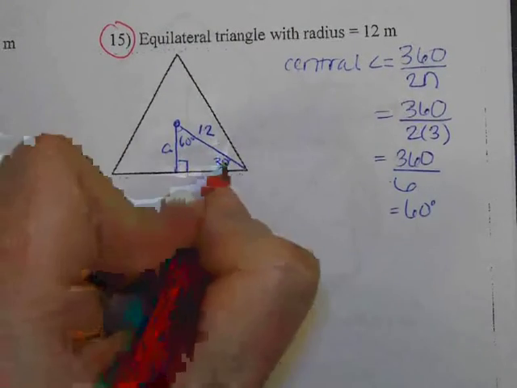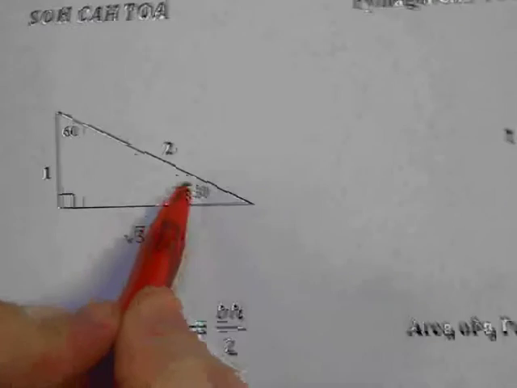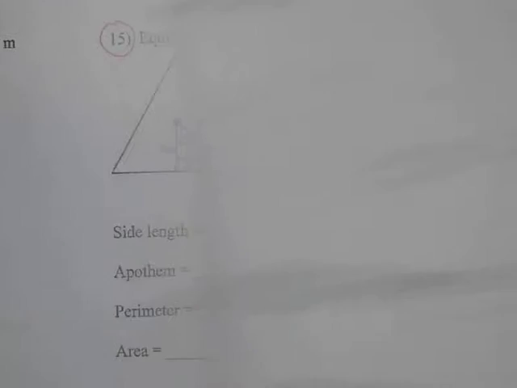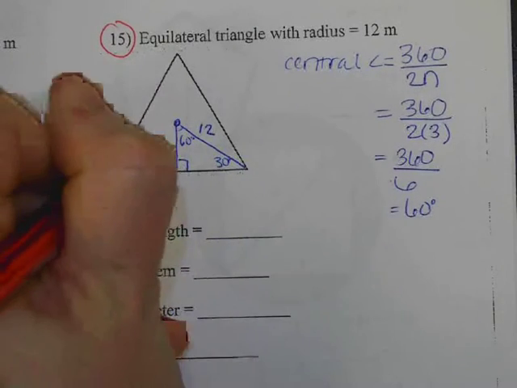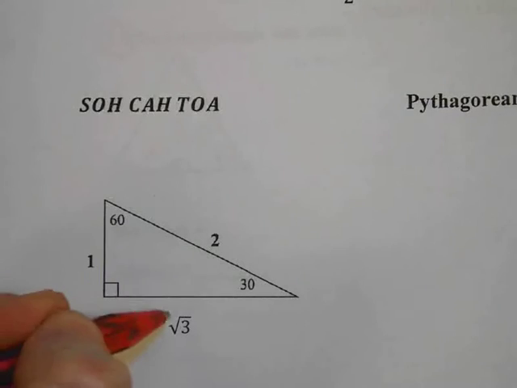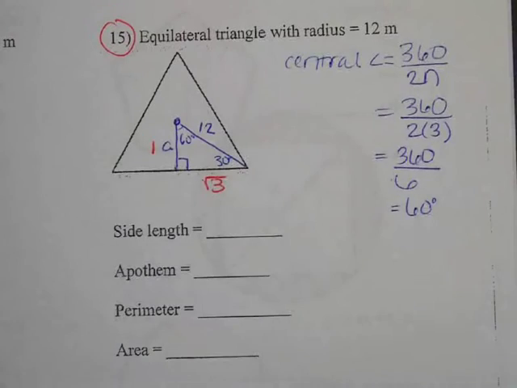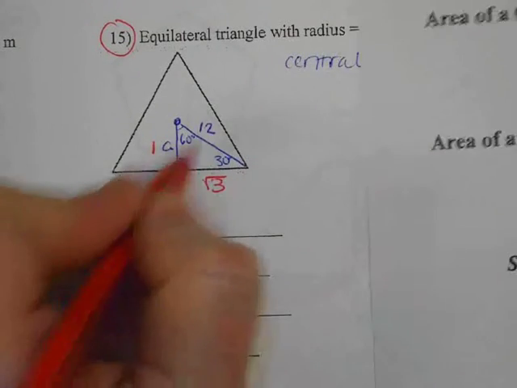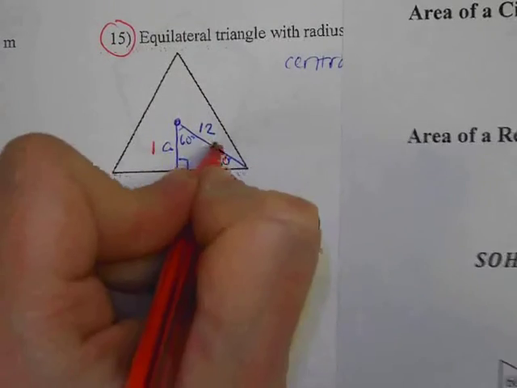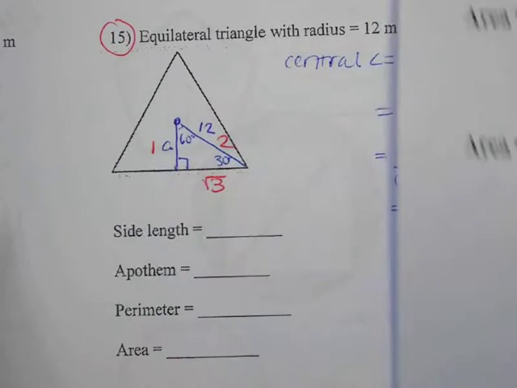So across from the 30, according to your formula chart, across from the 30 gets labeled as 1. My 30 is here, so across from that would be 1. Across from the 60 is radical 3, so my 60-degree side would be this one. And then across from the 90, which is your hypotenuse, gets labeled as 2.